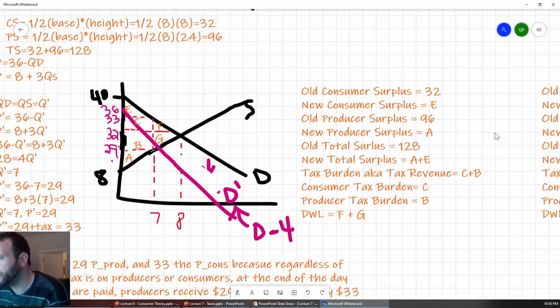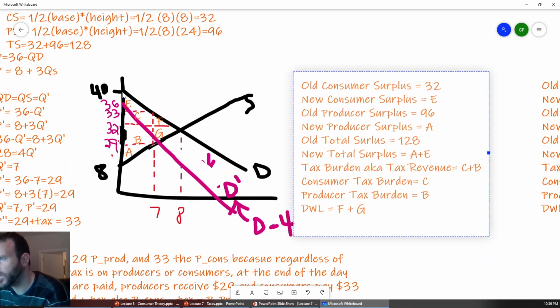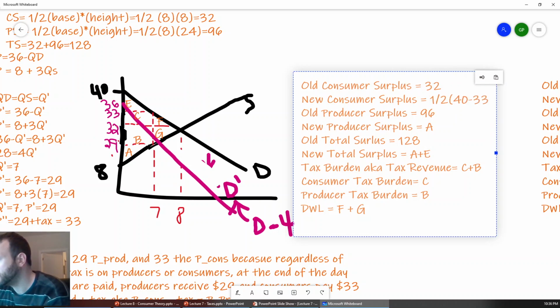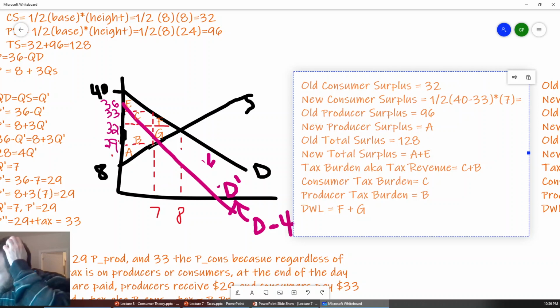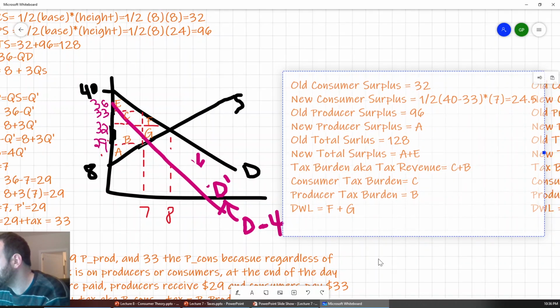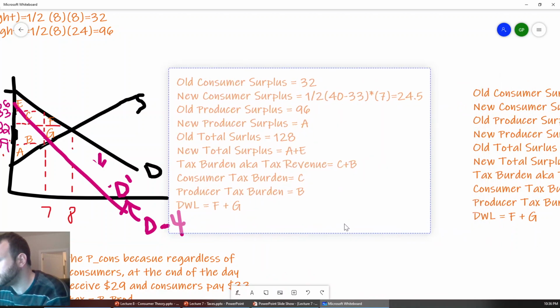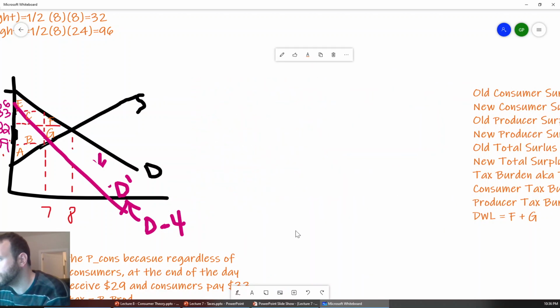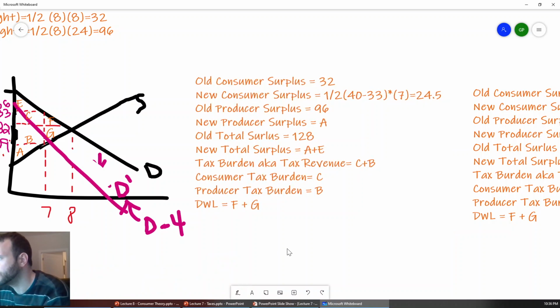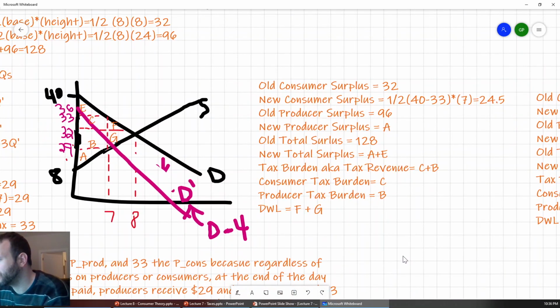Okay. What's the new consumer surplus? Well, it's E, going from 40 to 33 and from 0 to 7. So 1/2 times 7 times 7. That should be 24.5. Half of 49.